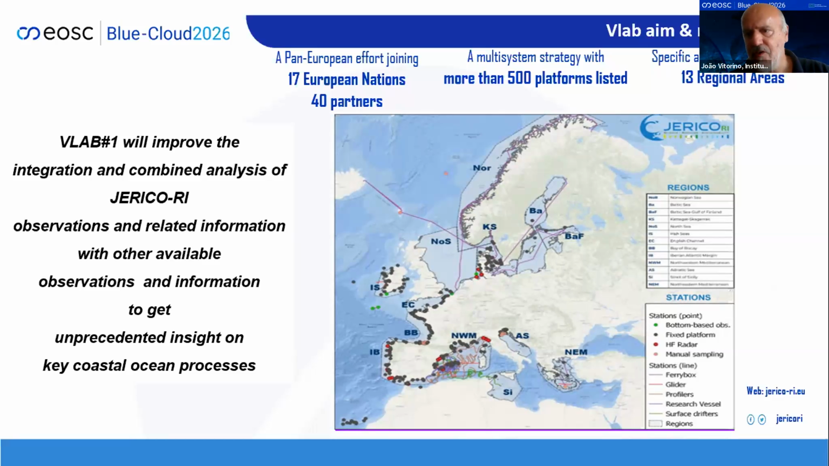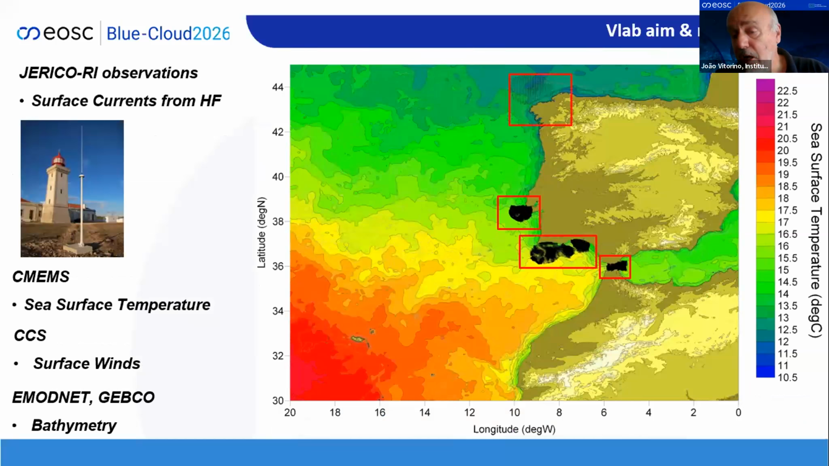And the JERICO area can provide us the combination of systems that are observing in the coastal ocean, either offshore as well as along the coast. And so we want to use this virtual lab to profit from this integrative aspect of these many different platforms and combine it with other platforms and with other information that is relevant to advancing the understanding of the coastal ocean processes. An example of why this integration is so important.